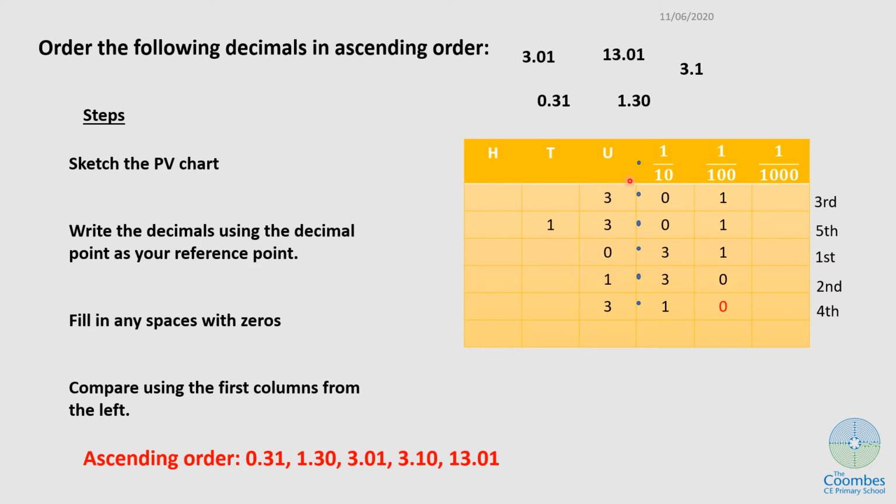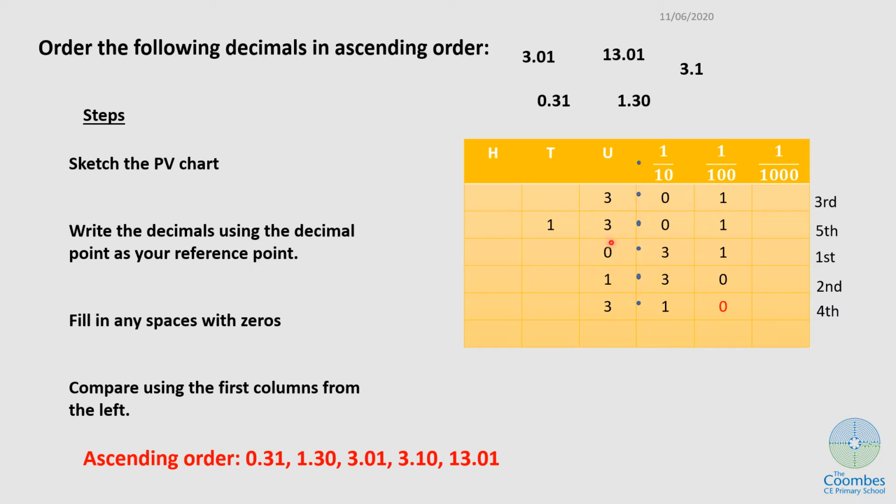If you look at this, this is the units, the tens, and the hundreds. And to the right of the decimal point, we have the tenths, the hundredths, and the thousandths. So if I write these numbers inside, this is how it is written, 3.01. And you can see all the decimals are lined up. That is the reference point.